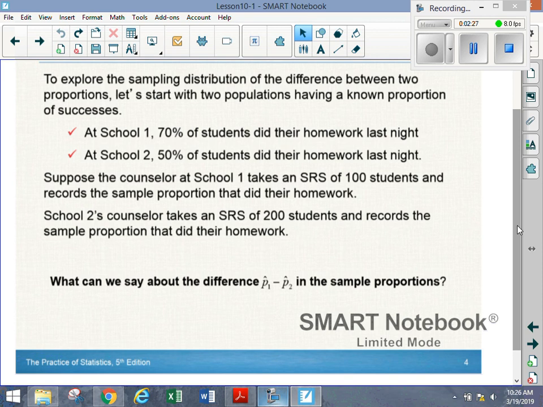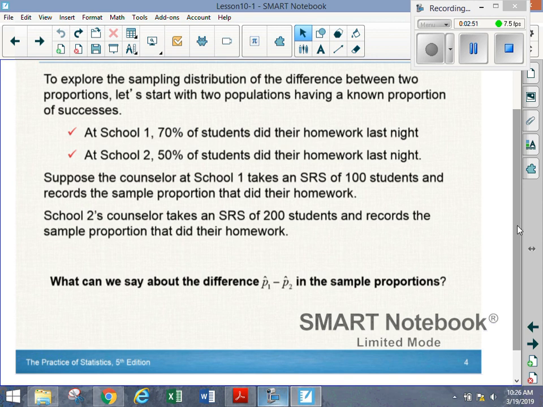So, a counselor at school 1 takes a random sample of 100 students, gets a proportion for the amount that did the homework, and then we've got a counselor that takes 200 students. It's okay that those sample sizes are not the same. It is okay.